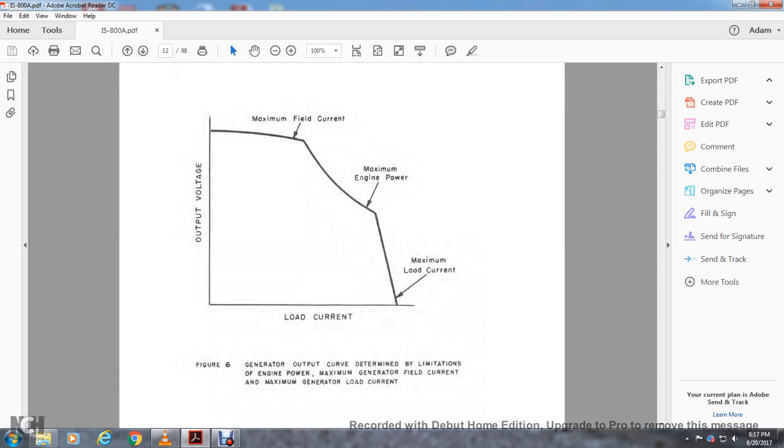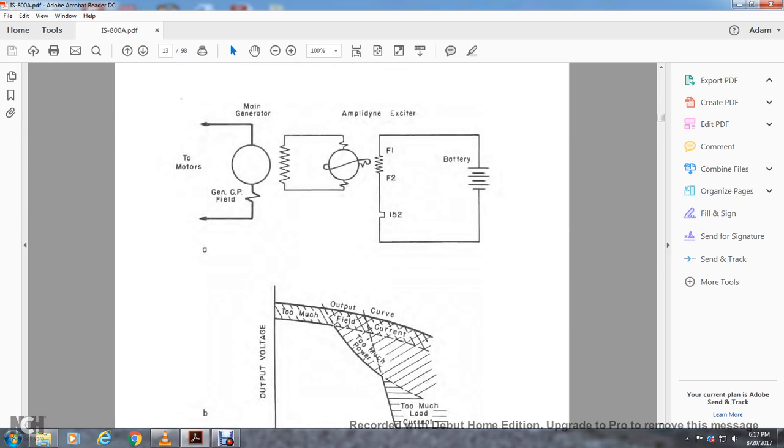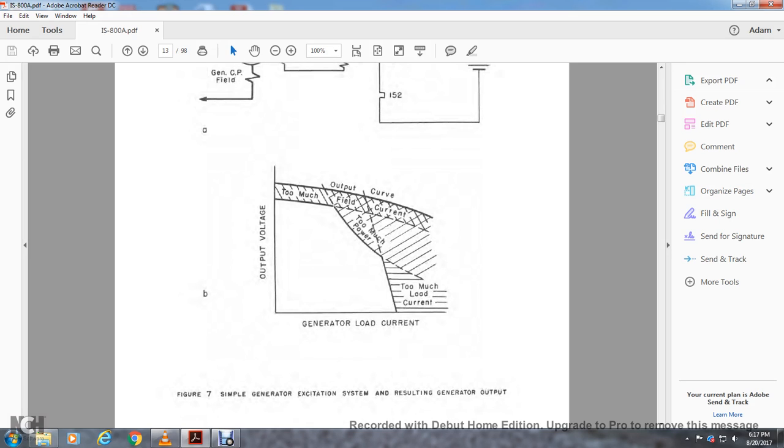Figure 6 shows the generator output determined by the limitation of engine power, maximum generator field current, and generator load current. You have your output voltage, maximum field current, maximum engine power, and maximum load current. The diagram shows the main generator, the field winding, the traction generator, the exciter, resistor, fuse 1, fuse 2, battery, output generator, generator load current, and the output curve with too much field current, too much power, and too much load current.